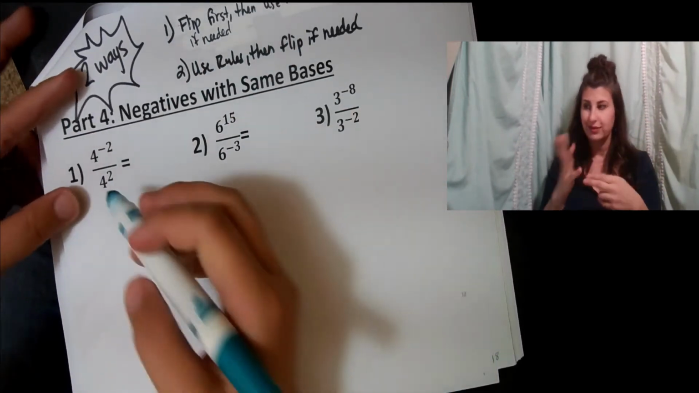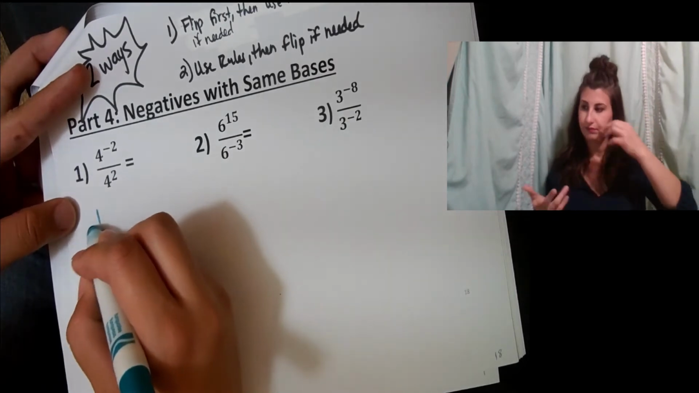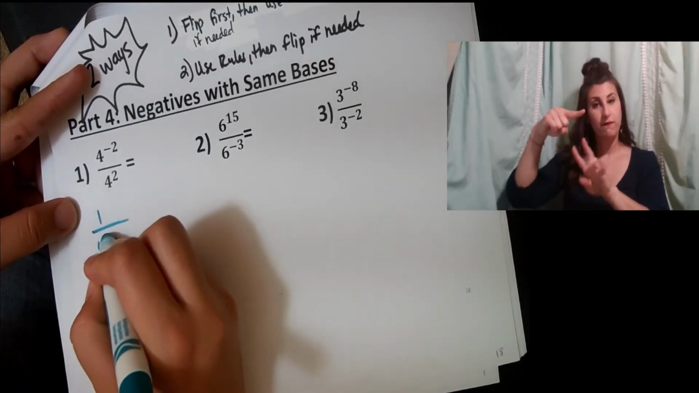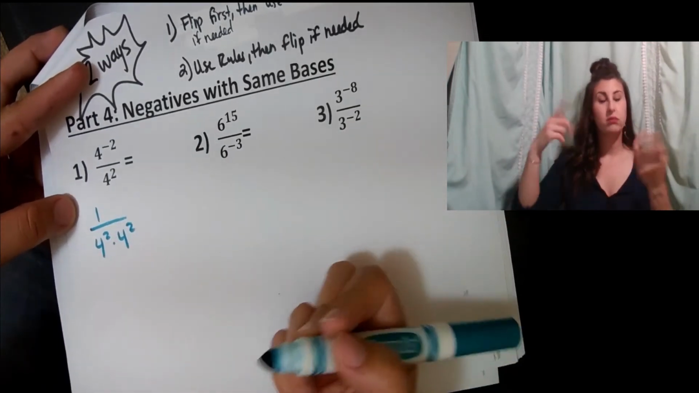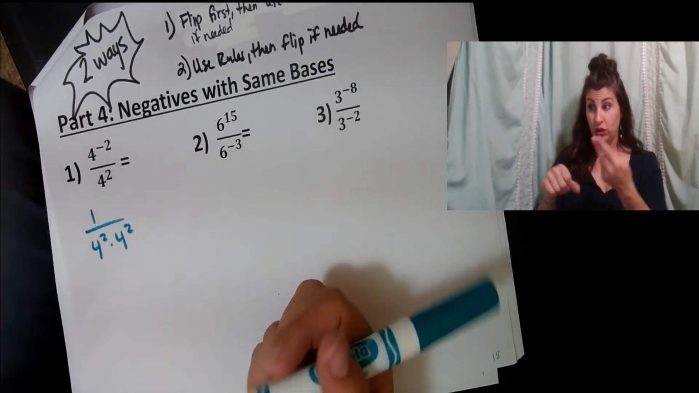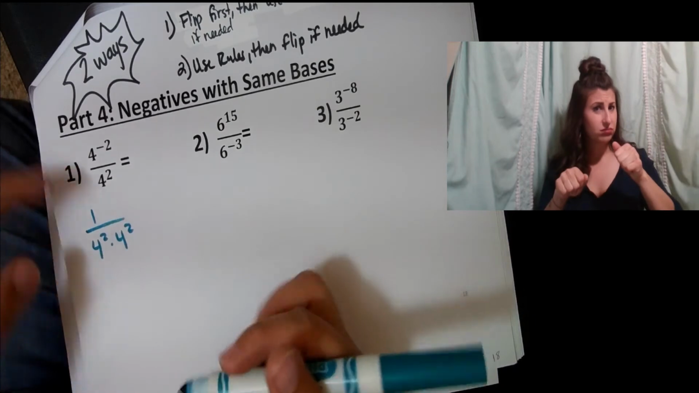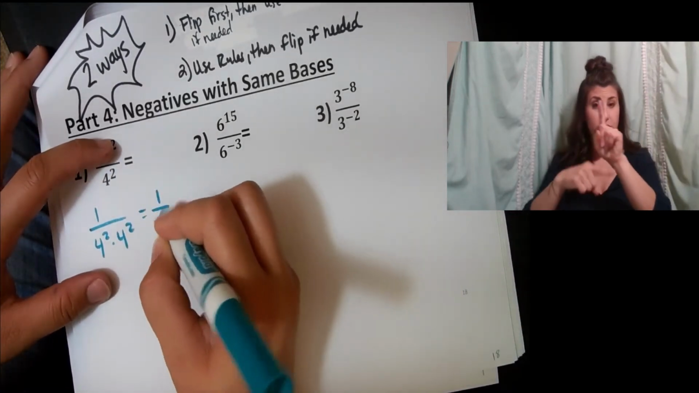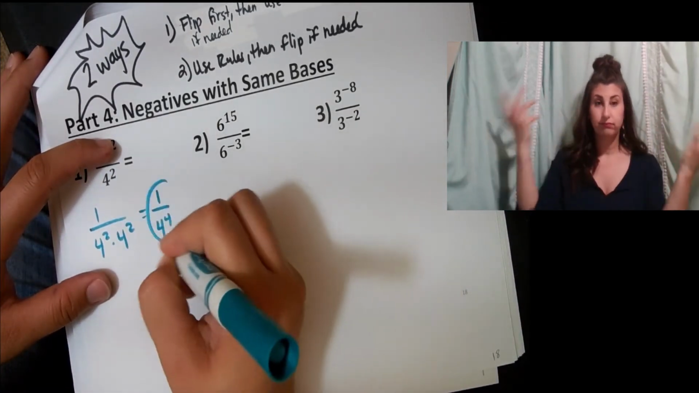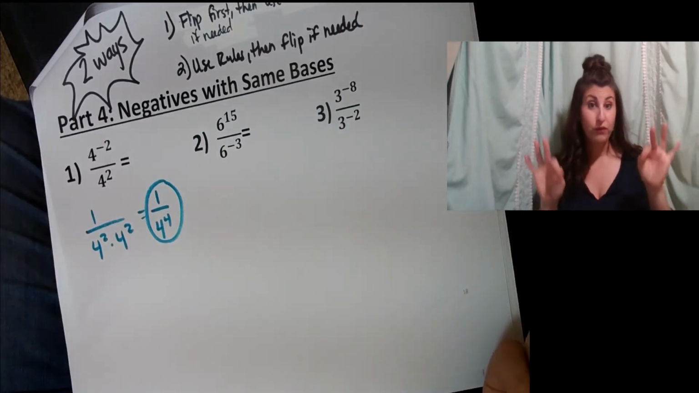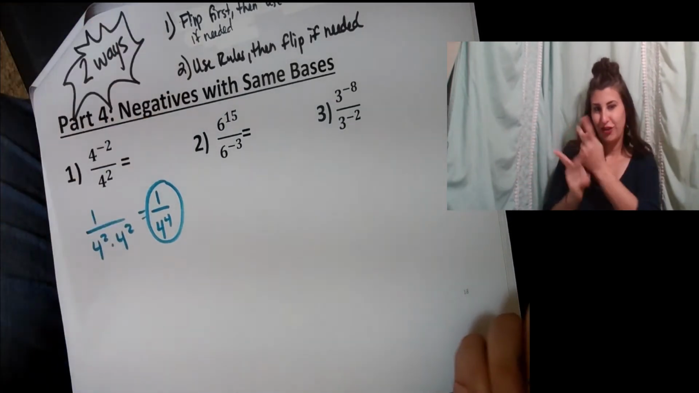Okay, so for this one, it says flip first, then use rules. So flipping is making that negative go at the bottom. So it'll be 1 over 4 squared times 4 squared. All right, and then use rules. Rules means now I can add those exponents. So it'll be 1 over 4 to the 4th. Okay, perfect. I just did the first one.